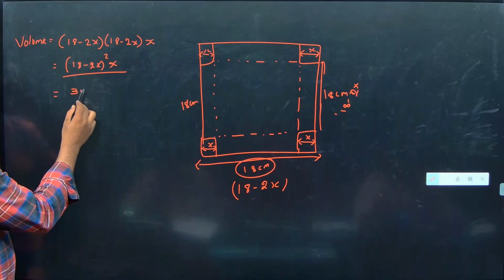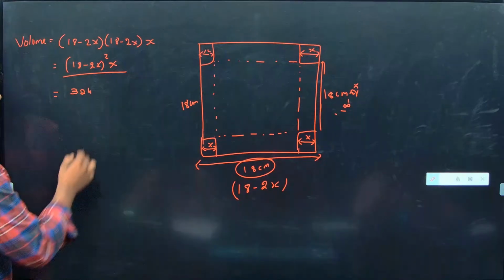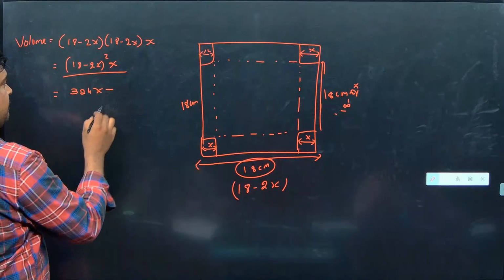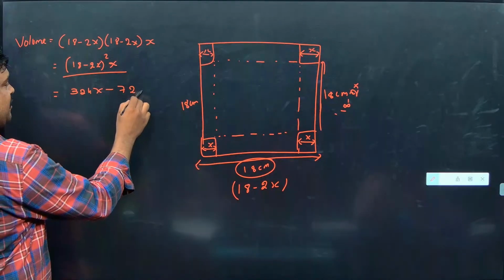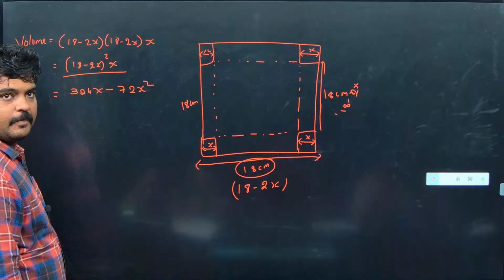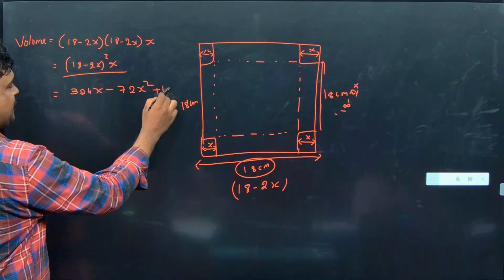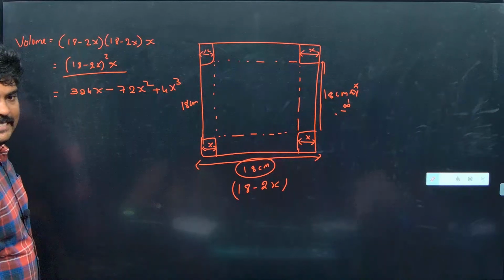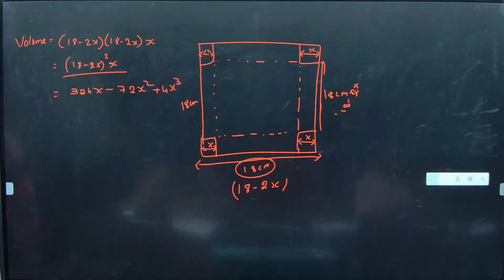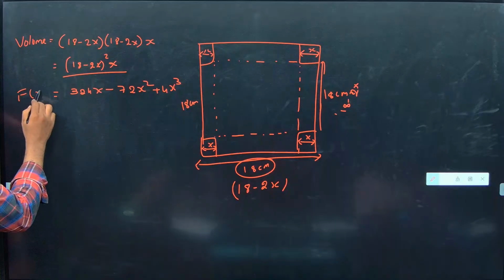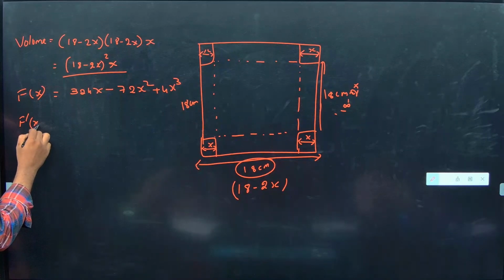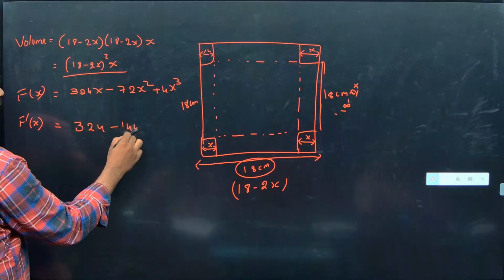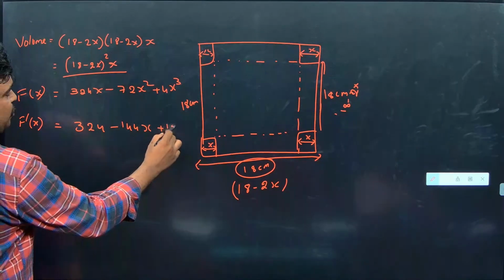324, minus 72x square, plus 4x cube. Guys, is it right? So this is just f of x, guys. What is f dash of x? 324 minus 144x plus 12x square. Correct?